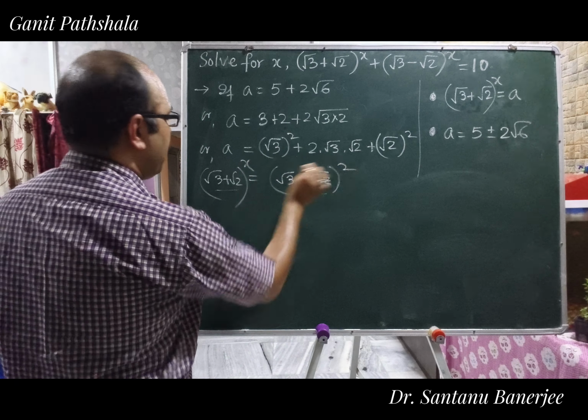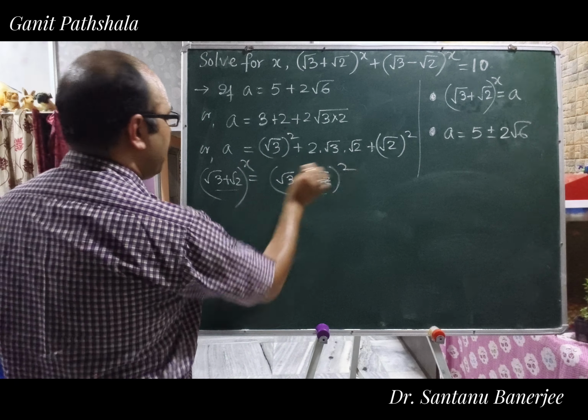Same procedure. Therefore, A equal to 5 can be written as 3 plus 2 minus 2 into root 3 into root 2, which is nothing but, apply the same procedure as before. This is nothing but root 3 whole square plus root 2 whole square minus 2 into root 3 into root 2. A square plus b square minus 2ab. This is nothing but root 3 minus root 2 whole square.